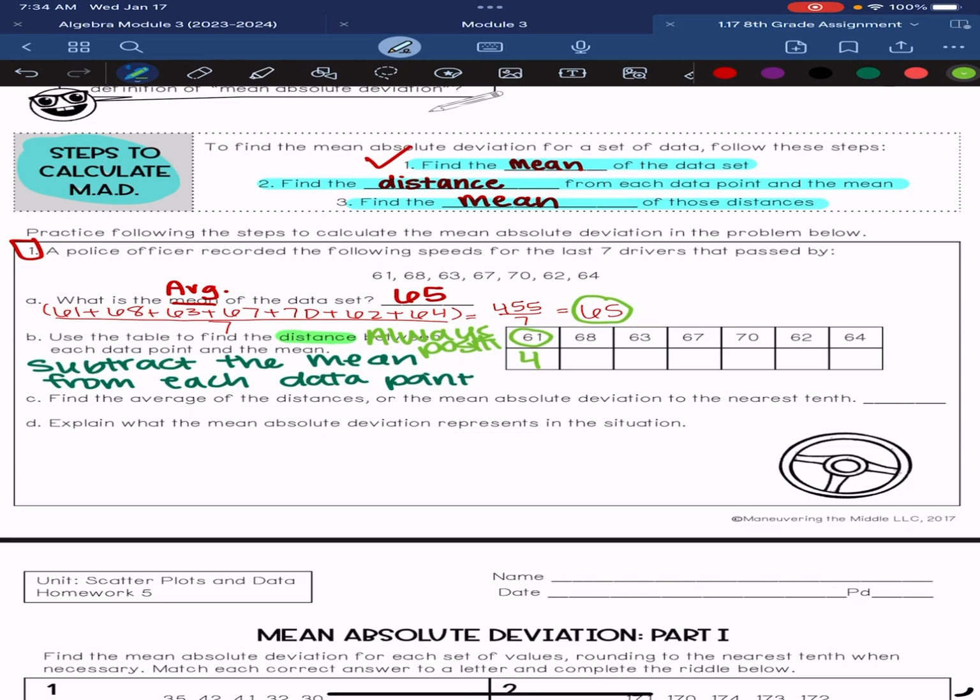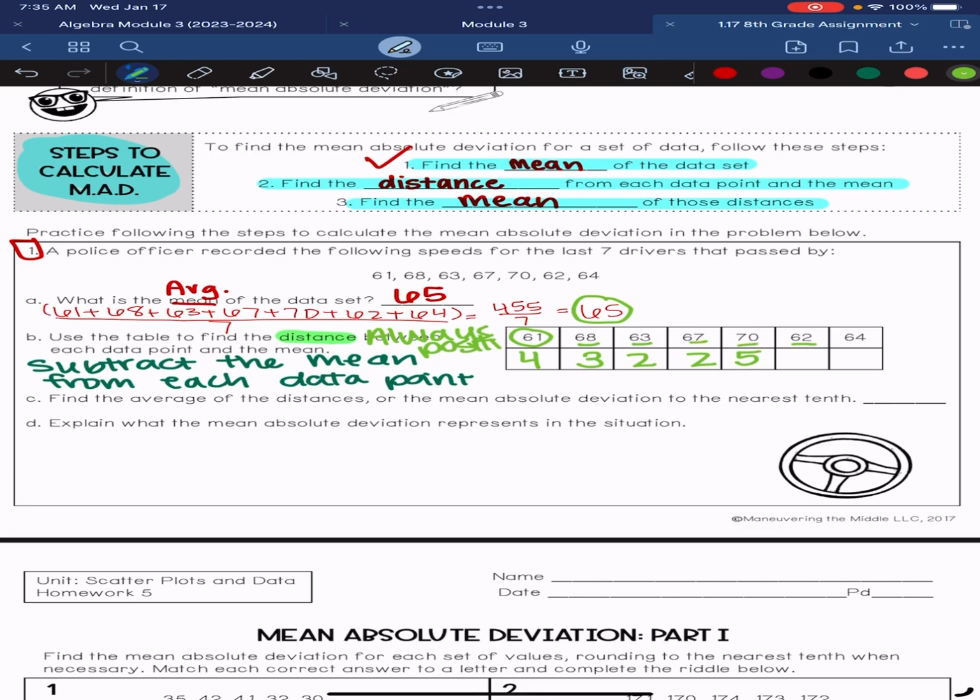And I'm going to do the same thing for all 7 of those data points. So 68 minus 65 is 3. 63 minus 65 is negative 2, but again, it has to be positive, so I'm going to put 2. 67 minus 65 is 2. 70 minus 65 is 5.